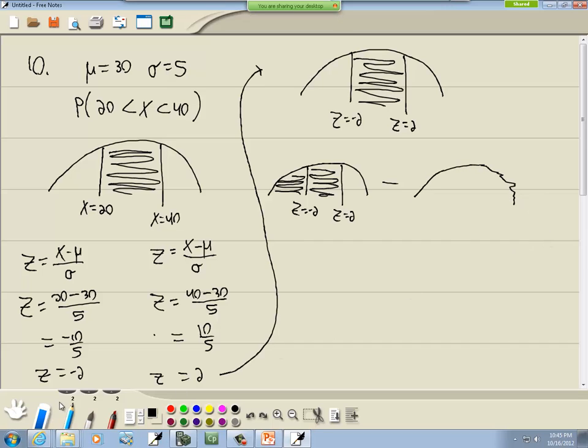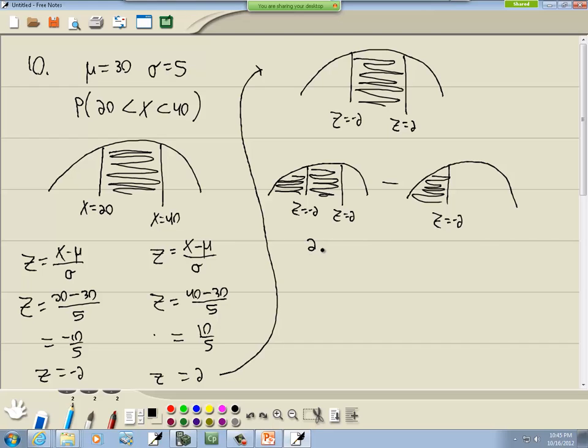Oops. Shouldn't move my mouse when I'm doing that. Okay. What can I subtract off from this such that it leaves me the area in the middle? Well, if I subtract off the area to the left of -2, that'll leave me the area in the middle. And now both of these are to the left. So I'm going to look up this one. I'm going to look up 2.